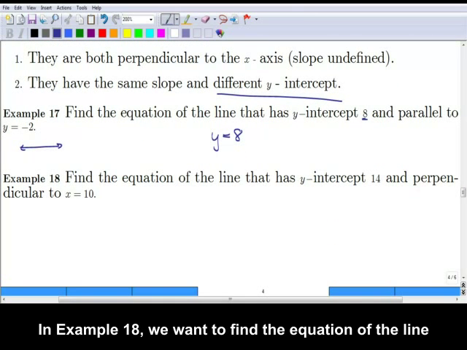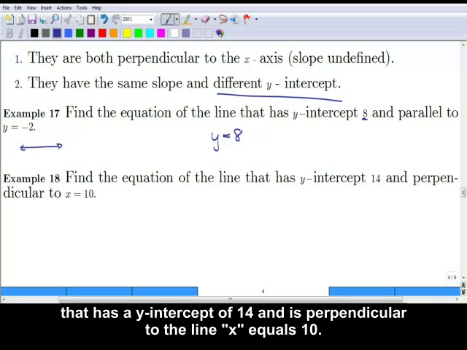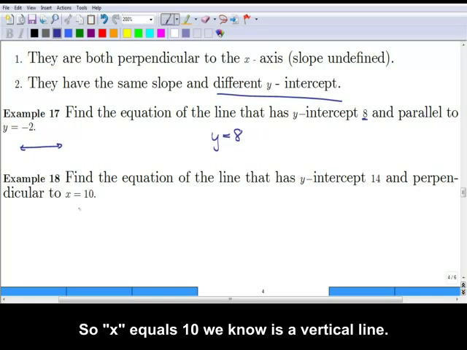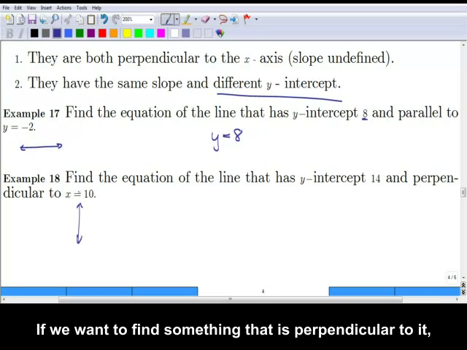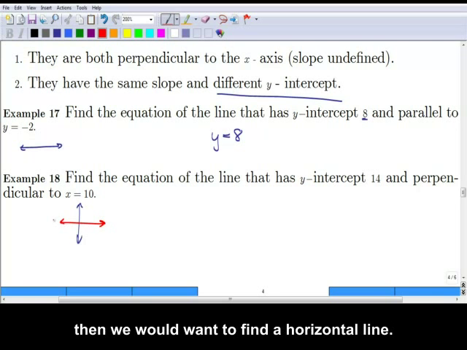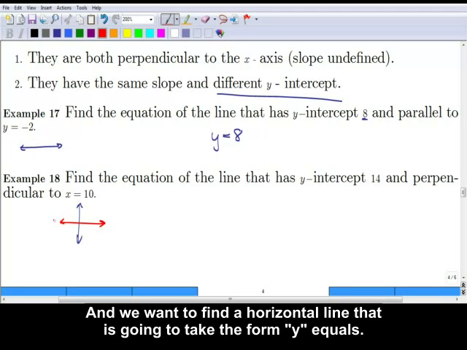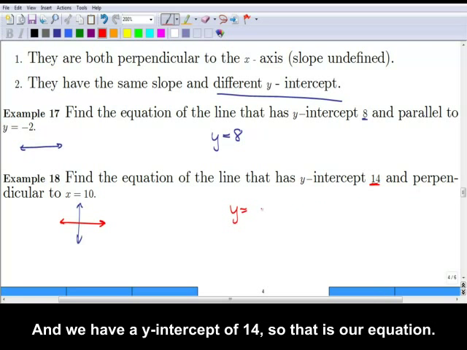In example 18, we want to find the equation of the line that has a y-intercept of 14 and is perpendicular to the line x equals 10. So x equals 10 we know is a vertical line. If we want to find something that is perpendicular to it, then we would want to find a horizontal line, and we want to find a horizontal line that is going to take the form y equals, and we have a y-intercept of 14, so that is our equation.